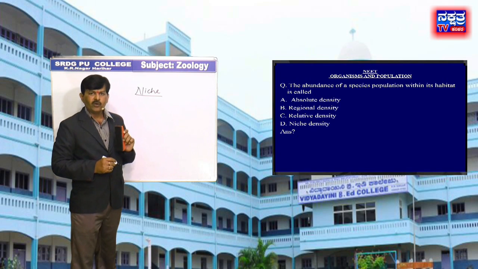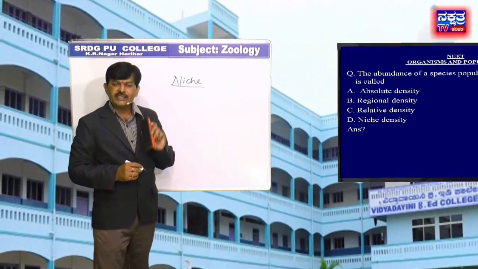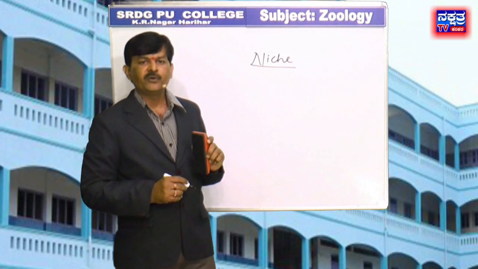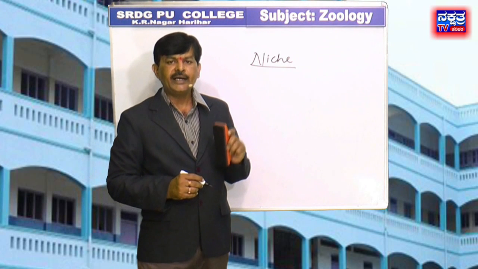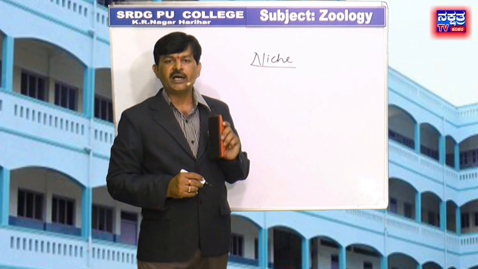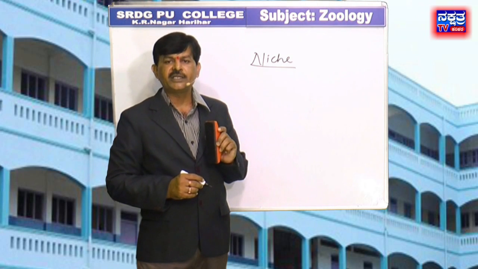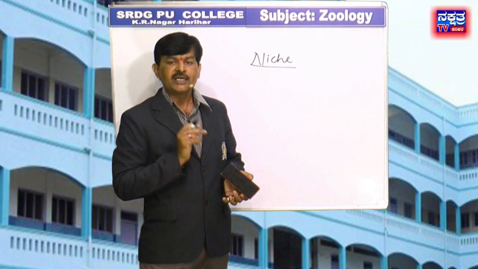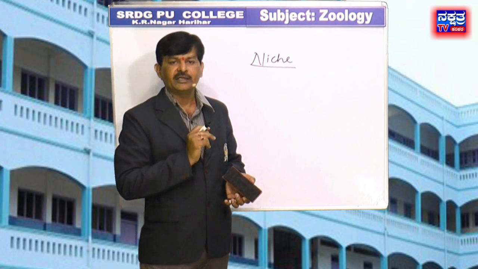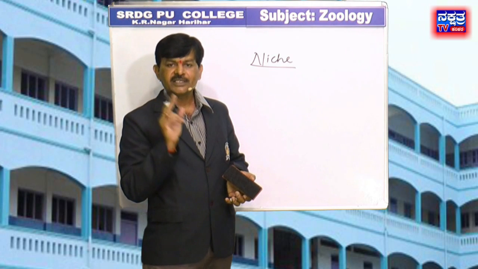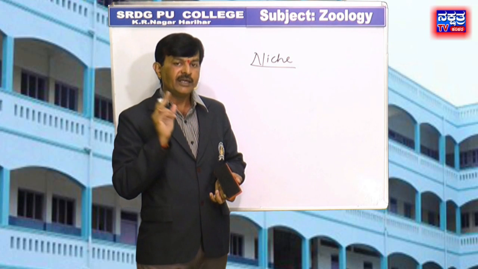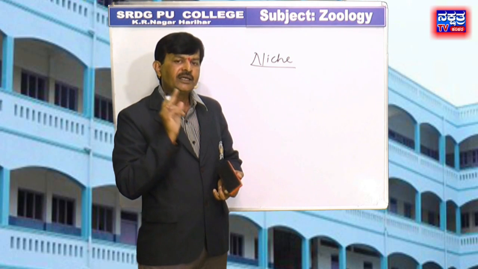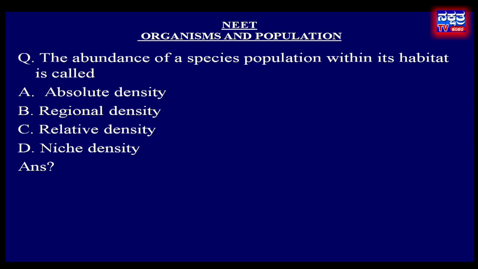According to Odum, the ecological niche is defined as the position or status of an organism within its community and ecosystem, resulting from the organism's structural adaptations, physiological responses and specific behavior, that is either inherited or learned. The abundance of a species population within its habitat is called the niche density. Therefore, in the given options, D, niche density, is the right answer.